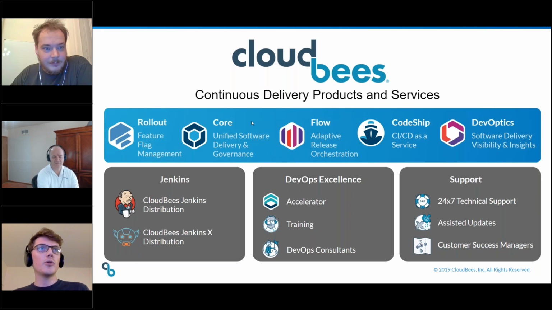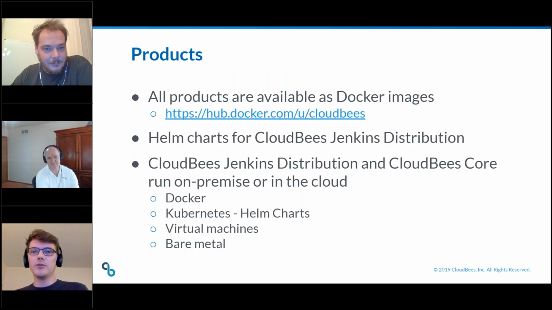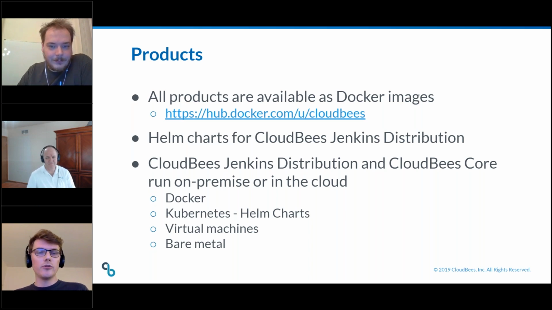All our products are available as Docker images that you can find on Docker Hub. If you have a Kubernetes environment or you want to go there, we have Helm charts also to be able to use CloudBees Jenkins Distribution. CloudBees Jenkins Distribution and CloudBees Core can also be run on premises and in the cloud using different deliveries. So in Docker, Kubernetes, virtual machine, or bare metal.